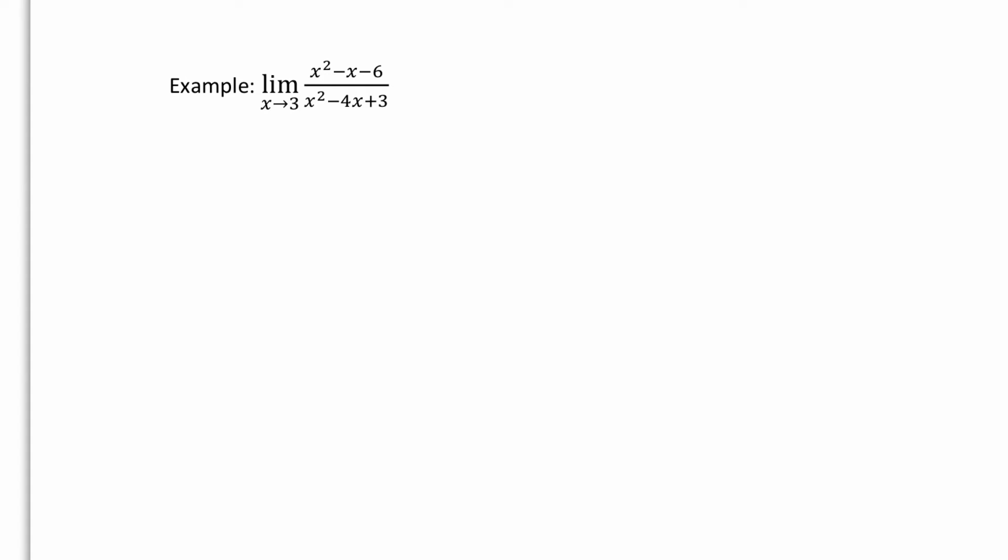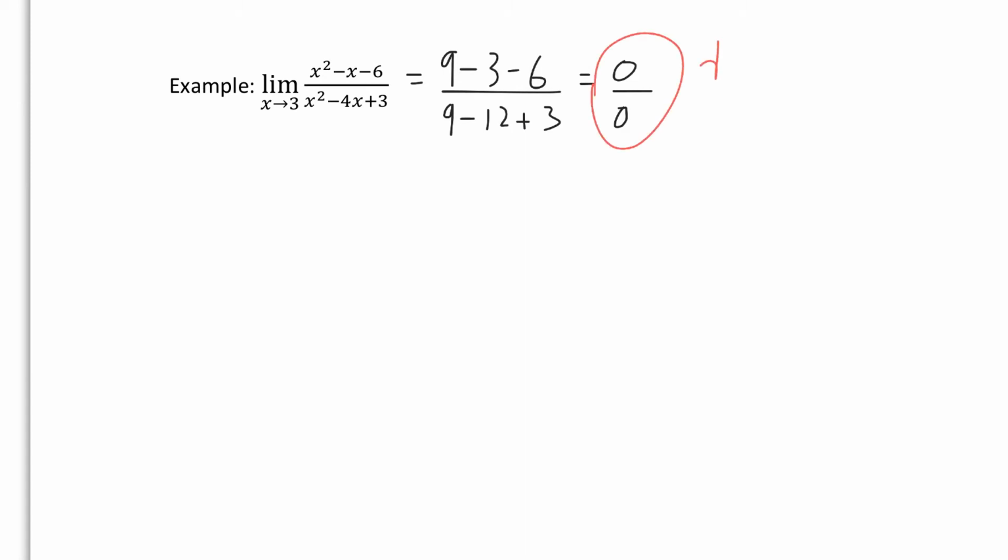Now let's try doing the same technique on something like this. Limit x approaches 3 of x squared minus x minus 6 over x squared minus 4x plus 3. So again, we plug it in because we hope that it plugs in. 3 squared will be 9 minus 3 minus 6. 3 squared is 9 minus 12 plus 3. 9 minus 3 minus 6 is 0. 9 minus 12 plus 3, that's also 0. We have, right here, 0 over 0, which means we need to do more work.